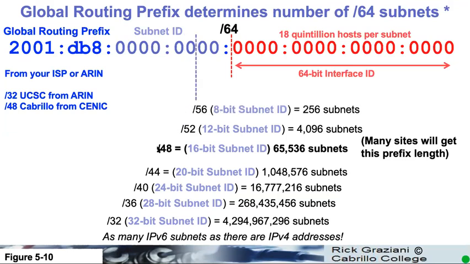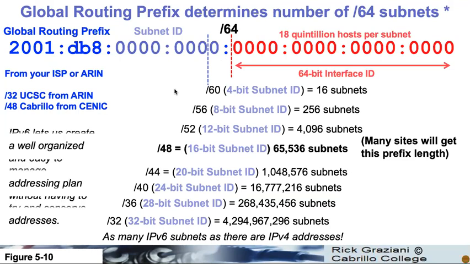/52, there's our /56 that I mentioned for homes, which would give us an 8-bit subnet ID. Or /60, which would give us 16 subnets, just 4 bits for a subnet ID.